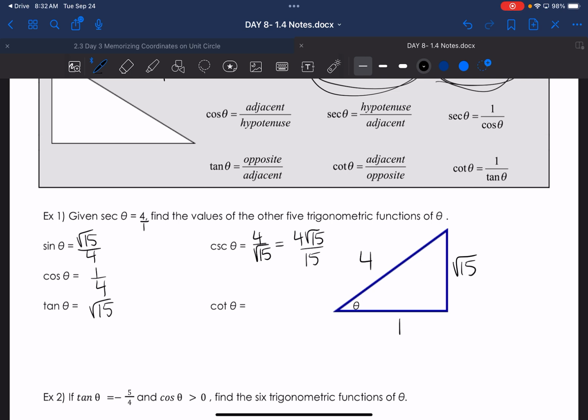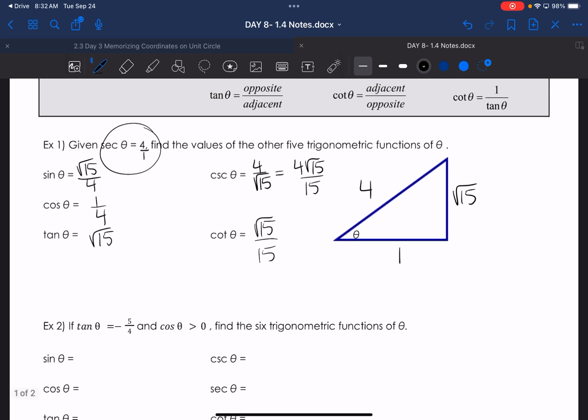All right, and then we were given secant. They told us that one was 4 over 1, or just 4. And then we need to give cotangent. What's that one going to be? Root 15 over 15. Nice. Okay, so there's our quick review there.